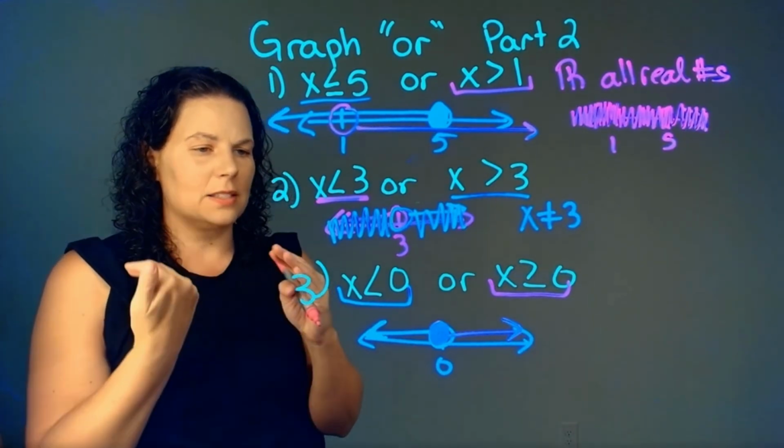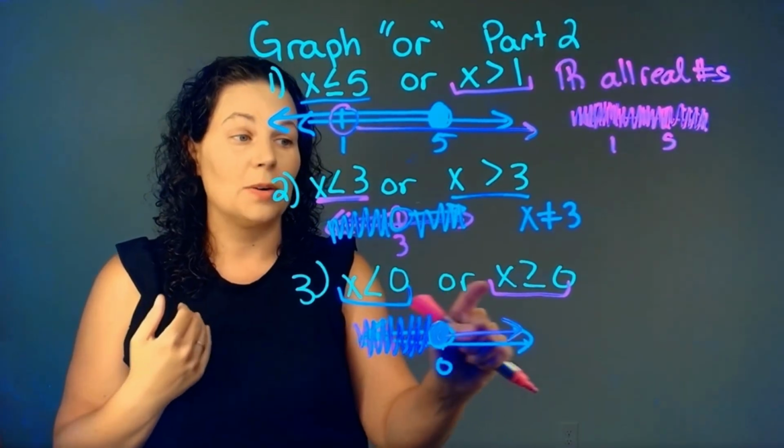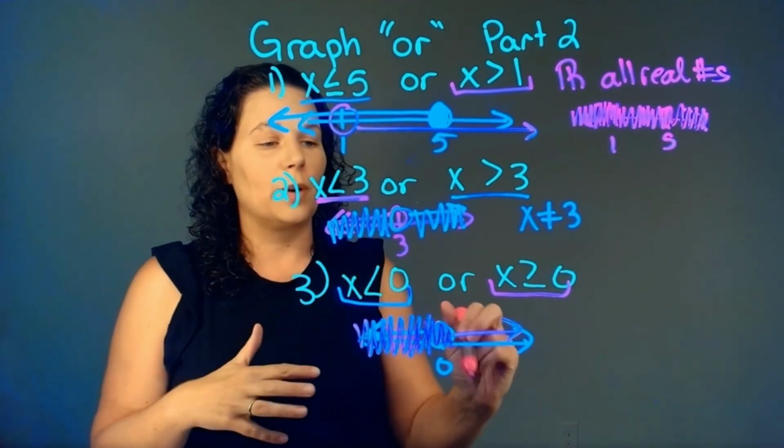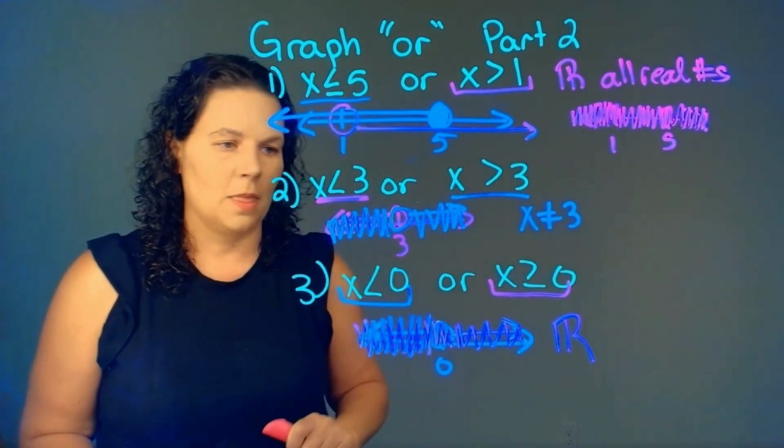Did I shade less than 0? Sure did. Did I shade over the 0? Yes, I did for the second one. So it's part of my answer. And then did I shade greater than 0? I sure did. This one's another all real numbers.